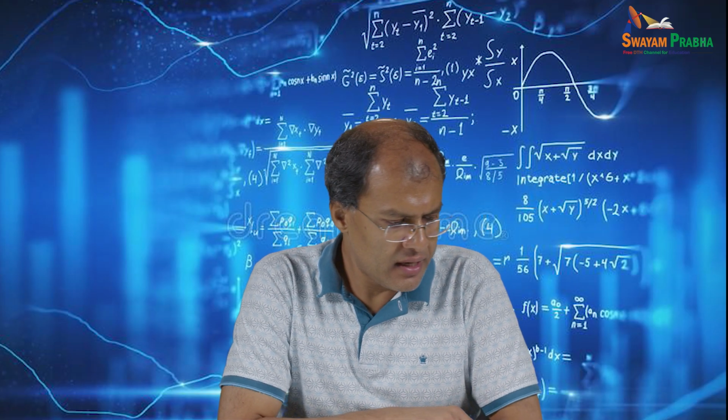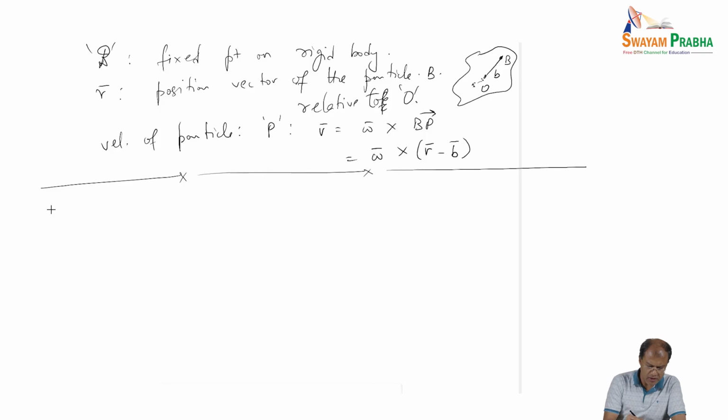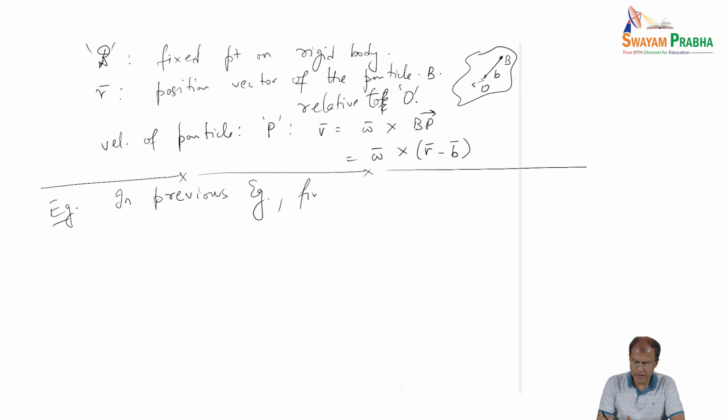Welcome back everyone, and in this module we continue our discussion on the general rigid body kinematics. I was starting to discuss a new example. In the previous example we wanted to find the instantaneous velocity and acceleration of a particle with given fixed coordinates.